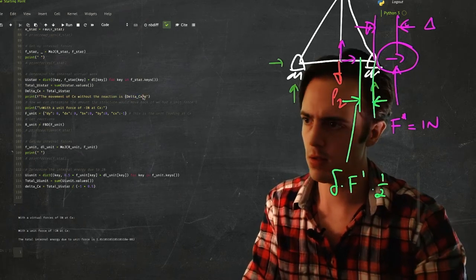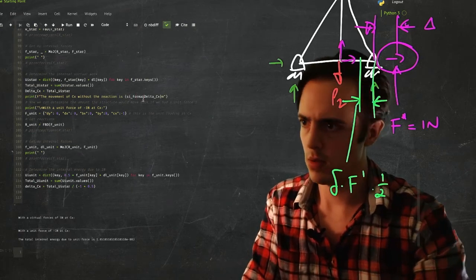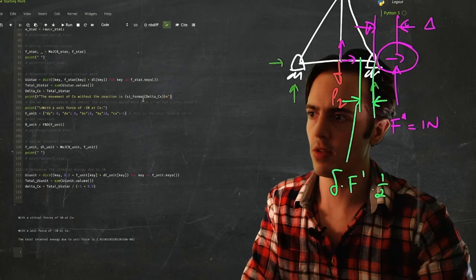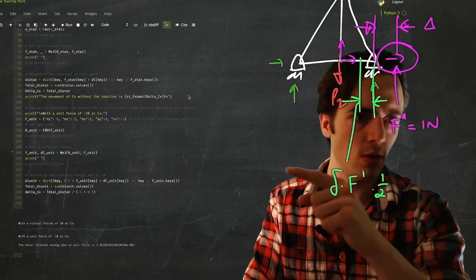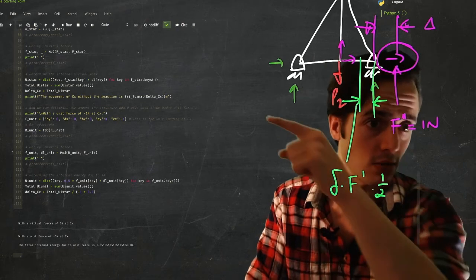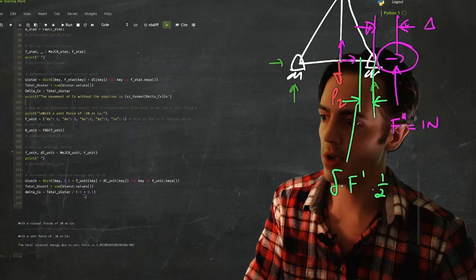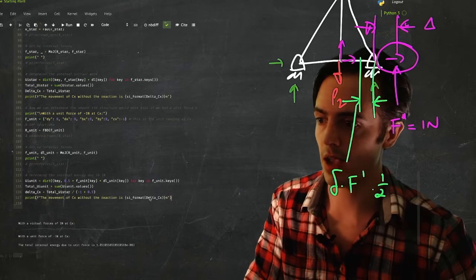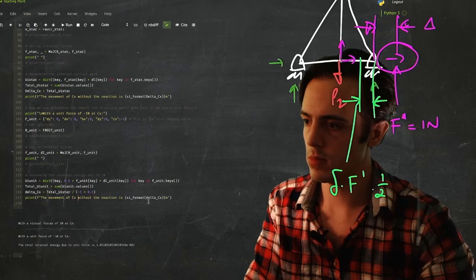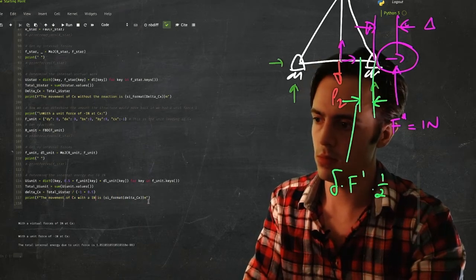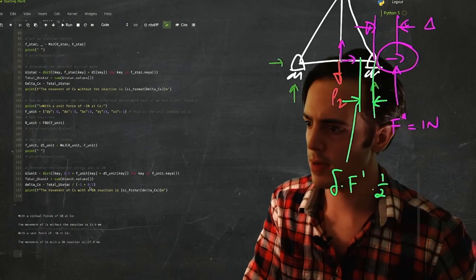Let's just see what the sizes of these two are. Okay, so I'm printing out what the movement is without the reaction, and then I'm going to print out down here the lowercase delta. Now we should expect this second one to be much smaller. There we go.